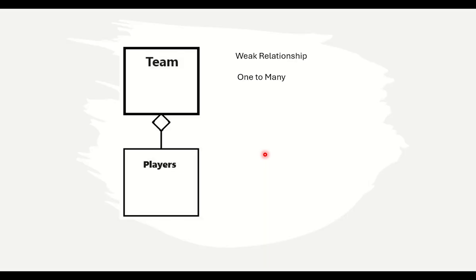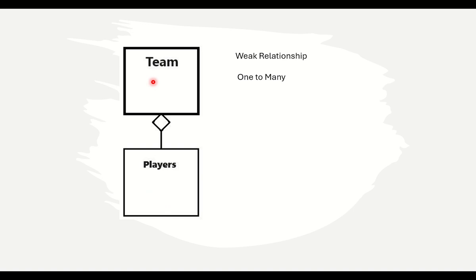Let's take another example. We have a team that will be aggregating players. This is the one object that will be related to many. The team is going to hold references to many player objects. And so if your team object was deleted, this doesn't mean your players will be deleted. Your players would still exist because they are independent of the team.